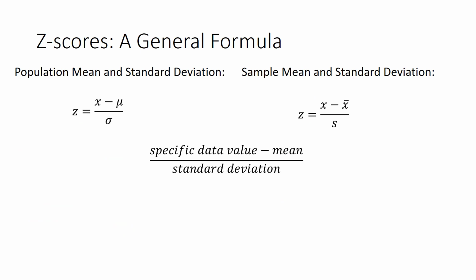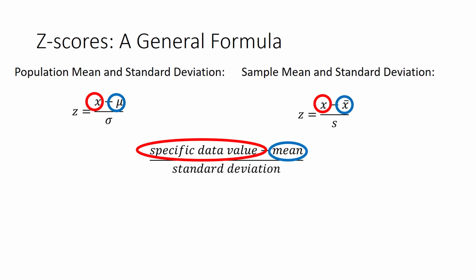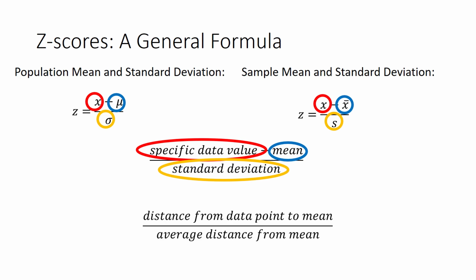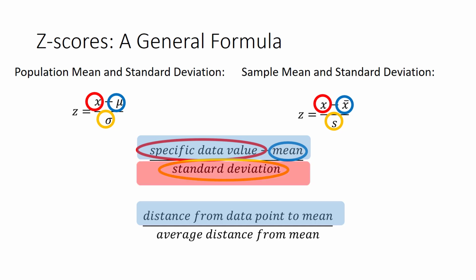So let's keep going. If we look at the pattern here and what the Z-score is really telling us, we can see that the Z-score takes a specific data value and asks a question: how far is this specific data value from the mean? And then it compares that distance to the standard deviation. Another way to think about this is that we are finding how far a single data point is from the mean, and then we're comparing that to the average distance from the mean. And that's what a Z-score does.